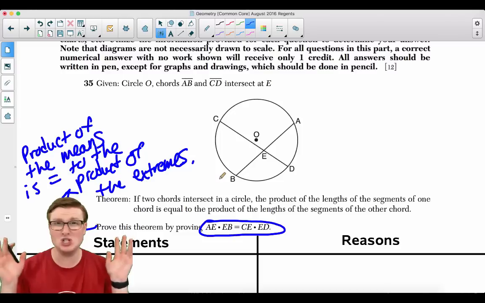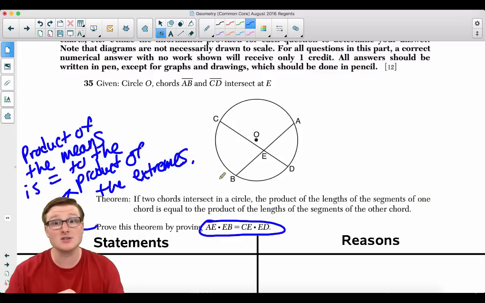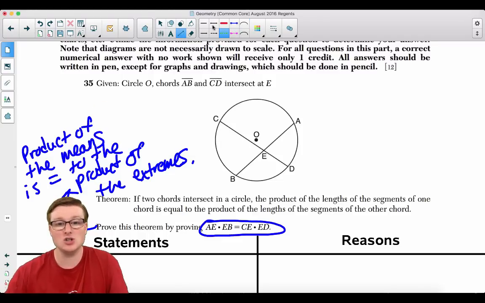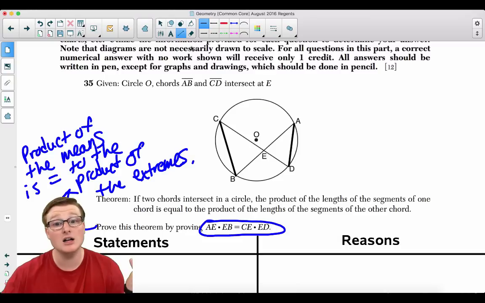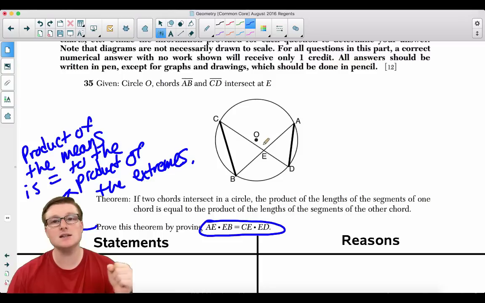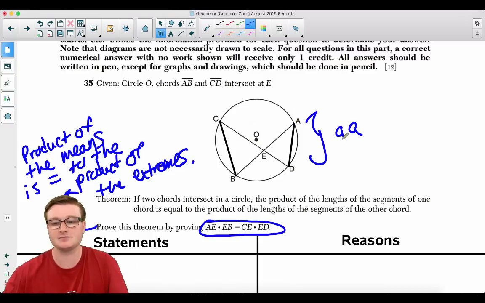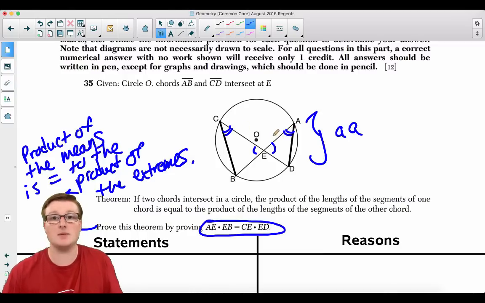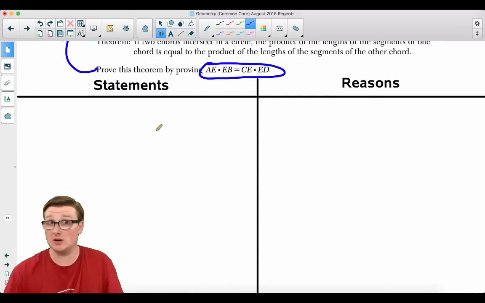Whoa, Trevor, what are you talking about? There's no triangles there. What are you talking about? You need to create your own triangles, and you need to prove them similar. So we have to say that CB and AD are drawn. Now we have triangles. So we have to prove triangle CBE similar to triangle ADE by angle-angle similarity. How do we do that? Vertical angles are congruent, and these angles up here are going to be congruent as well. And I'm going to talk about that in just a few moments. So let's go ahead and start the proof.